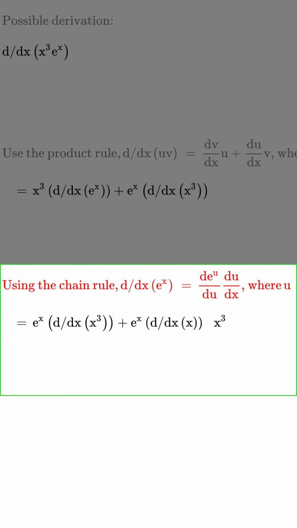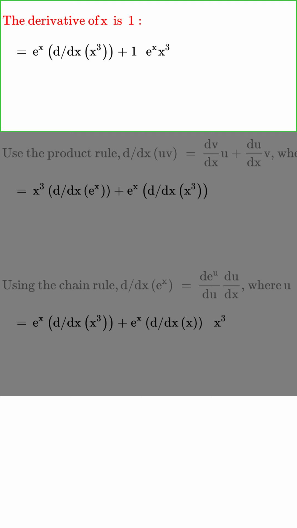Using the chain rule, the derivative of e to the power of x is the derivative of e to the power of u times the derivative of u with respect to x. Where u equals x, the derivative of e to the power of u is e to the power of u. The derivative of x cubed with respect to x is 3x squared. The derivative of x with respect to x is 1. Multiply these two derivatives together. The derivative of x is 1.